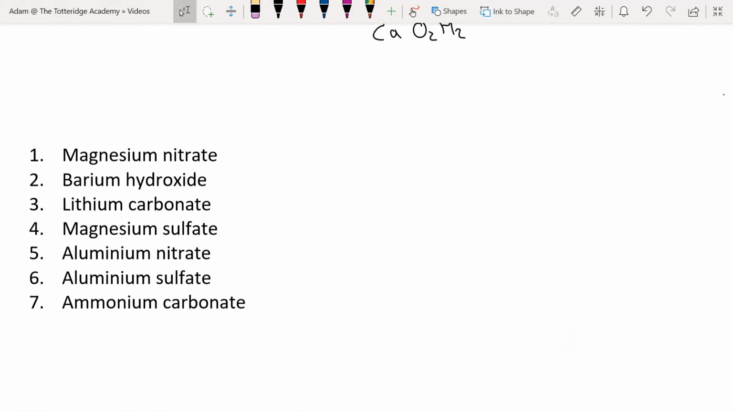You should only be listening to my voice if you have done these now. I'm not going to go over each one in detail. I'm just going to write the answers. First one is Mg(NO3)2. That's because magnesium is 2 plus, NO3 is 1 minus. Barium hydroxide, or barium is 2 plus again. So barium hydroxide is going to be Ba(OH)2 because OH is 1 minus.